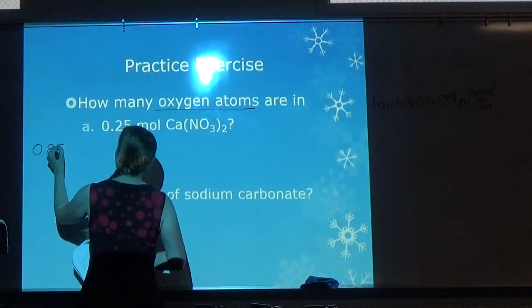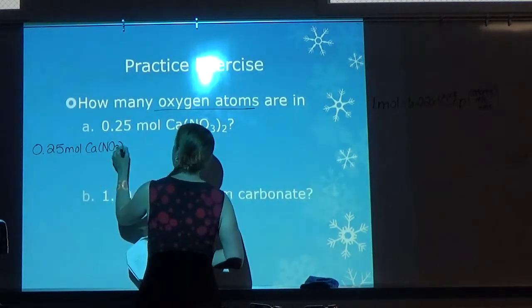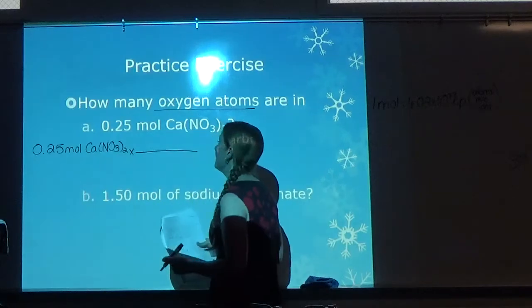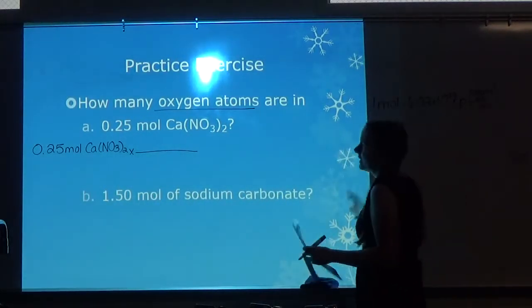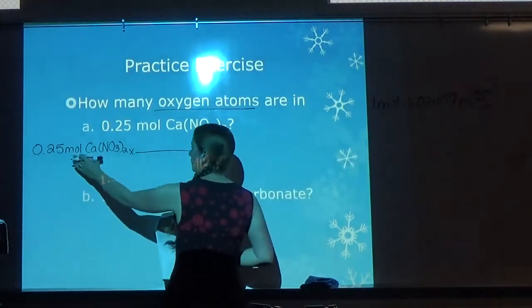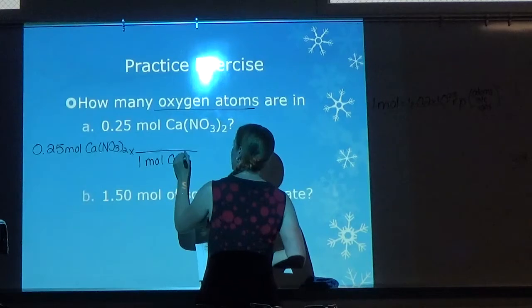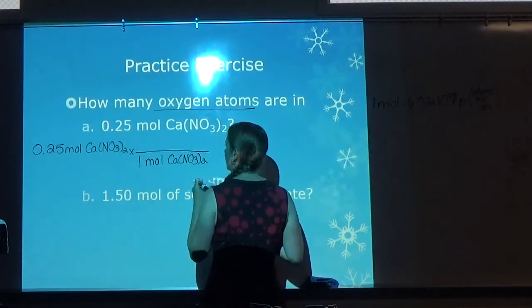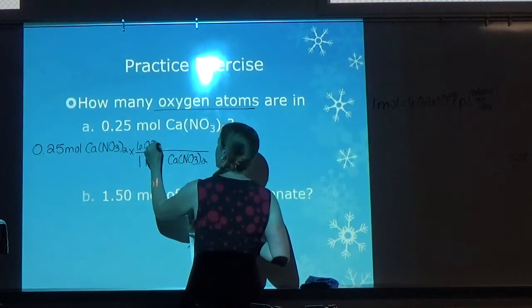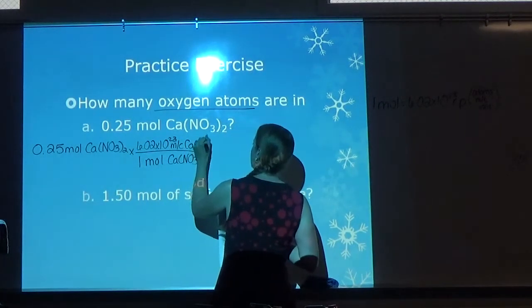So 0.25 moles of CaNO3 2. So my first step is to get to what we'll call molecules. Like I said, this is really an ionic compound though. So I follow my golden rule. So I need the mole on bottom. So 1 mole of CaNO3 2 equals 6.02 times 10 to the 23 molecules of CaNO3 2.